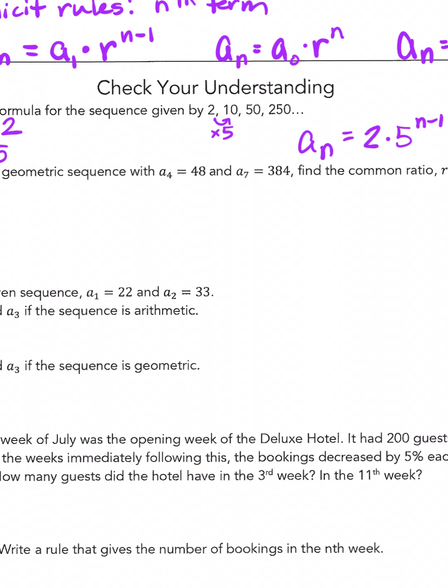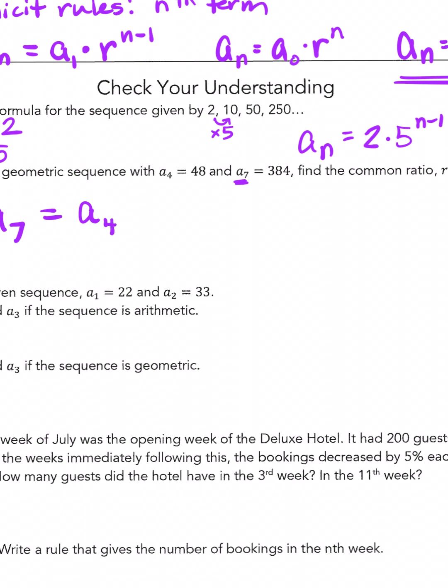If a sub n is geometric, you have a sub 4 is 48 and a sub 7 is 384. Find the common ratio r and a sub 1. So we got to find the common ratio r. So let's do this as an a sub k, this guy. Let's use this guy and plug in what we know. We know this term, don't we? A sub 7. That is going to be equal to what? A sub k is which term?